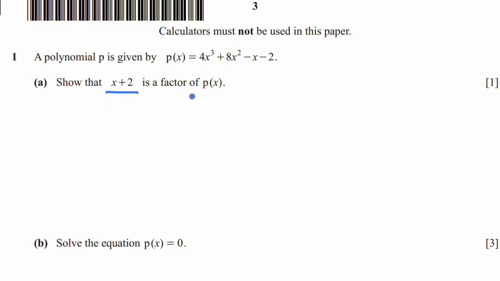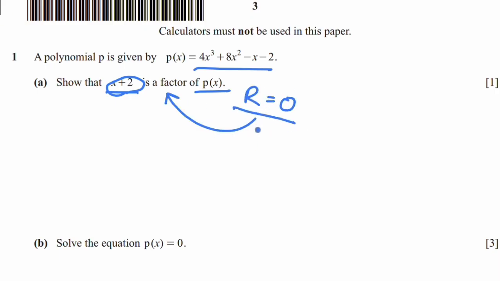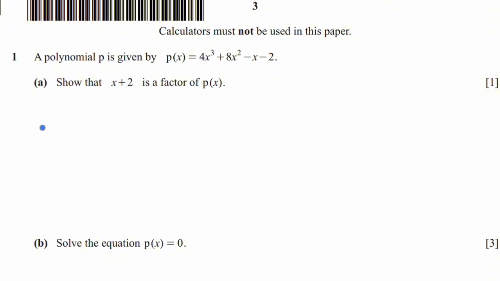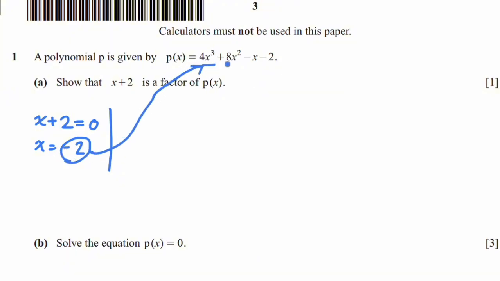For x plus 2 to be a factor of p of x, when we divide p of x by x plus 2, our remainder will be 0. If our remainder is 0, x plus 2 is a factor of p of x. So the method to do this is, first we have to find x. Now x is minus 2. Now we have to substitute x equal to minus 2 inside the x's over here. And if p of x equals 0, then x plus 2 is a factor of p of x.